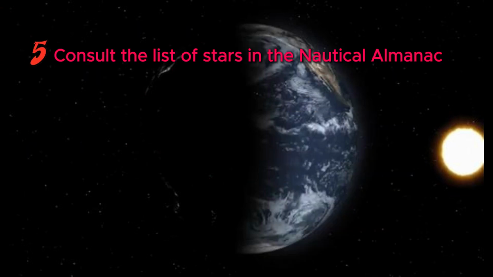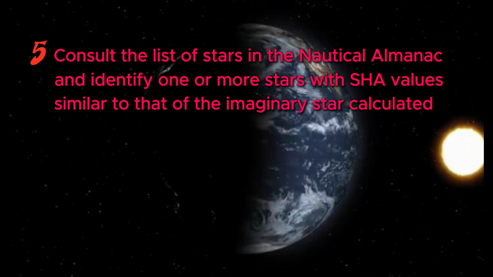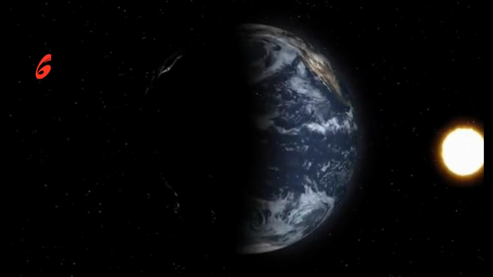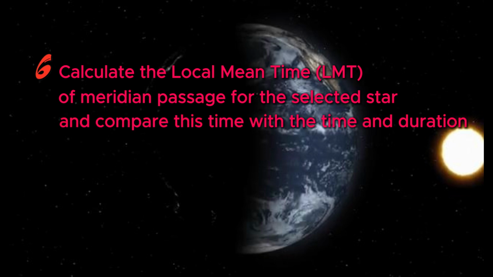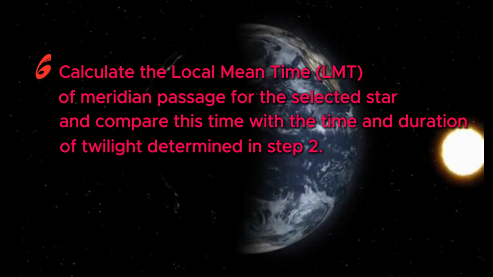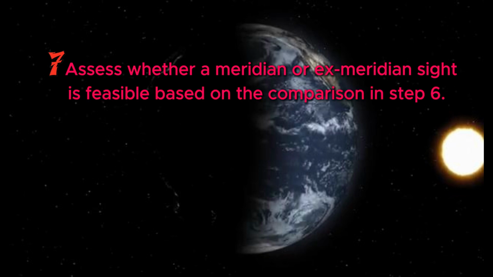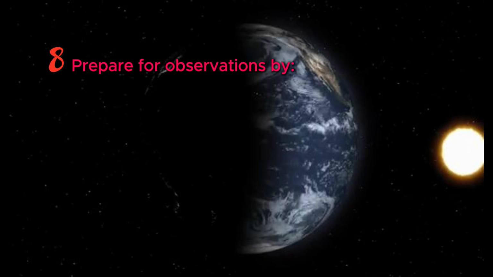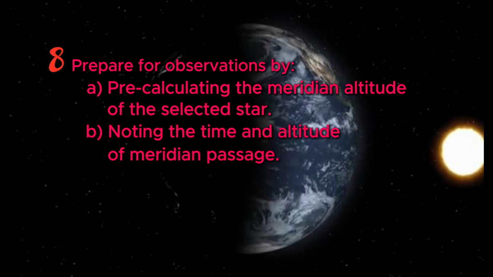5. Consult the list of stars in the Nautical Almanac and identify one or more stars with sidereal hour angle values similar to that of the imaginary star calculated in step 4. Consider magnitude and altitude when making this selection. 6. Calculate the local mean time of meridian passage for the selected star and compare this time with the time and duration of twilight determined in step 2. 7. Assess whether a meridian or ex-meridian sight is feasible based on the comparison in step 6. 8. Prepare for observations by pre-calculating the meridian altitude of the selected star and noting the time and altitude of meridian passage.